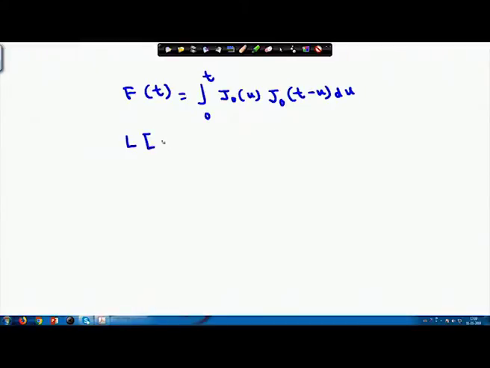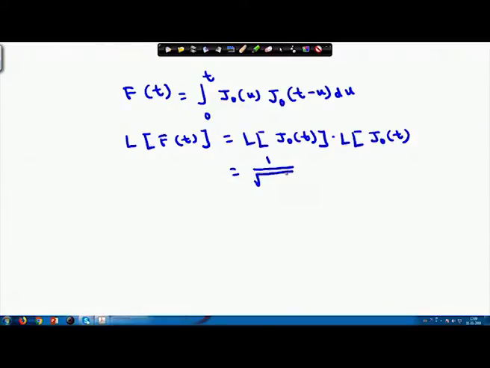So, if I take Laplace transform of f(t), directly I can write down Laplace transform of J0(t) into Laplace transform of J0(t). This, using convolution, I am writing it. This integral is nothing but J0(t) star convolution J0(t). If I take the Laplace transform, I can break it into two parts. So, this equals 1 by root over s square plus 1 is the Laplace transform, here also 1 by root over s square plus 1. So, you will obtain this value as 1 by s square plus 1.